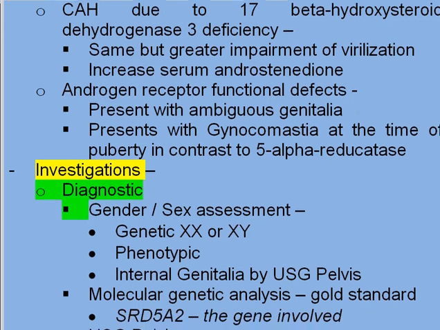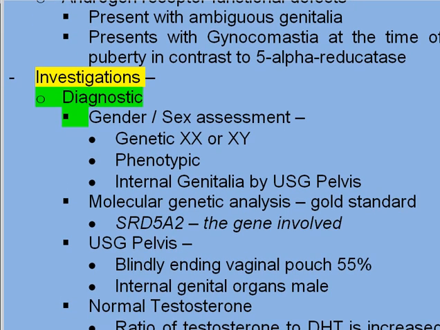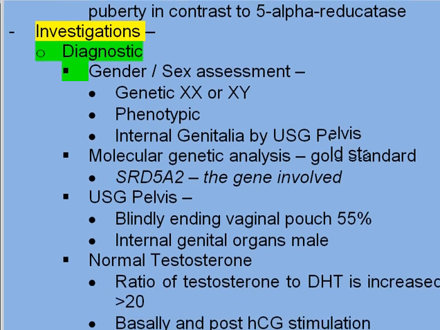So investigation, the diagnostic investigation or gender or sex assessment is very important. So you have to do the chromosomal analysis to see what is the genetic gender of the child, phenotypic examination, and internal genitalia by the ultrasound of the pelvis. So molecular genetic analysis is the gold standard, and SRD5A2 is the gene which is involved. Ultrasound of pelvis, in case it's a male who is reared as a female, there will be a vagina which is a blindly ending pouch, and internal genital organs will be male.